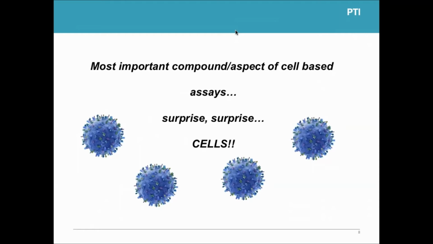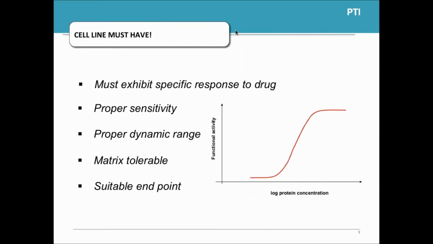When we talk about immuno versus bioassays, the most important distinction between the immunoassay and the bioassay is, surprisingly or not, the cells. So I will focus now a little more on the cells, on the most important aspects when you do a bioassay. You start at the basis, which means that you need to have a cell line in order to run your assay.